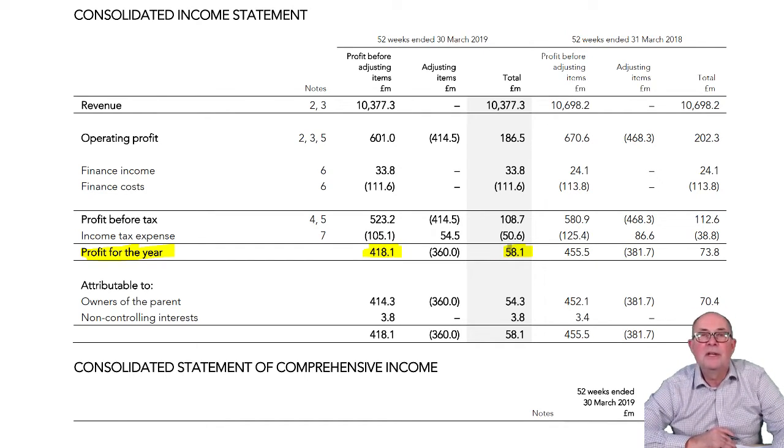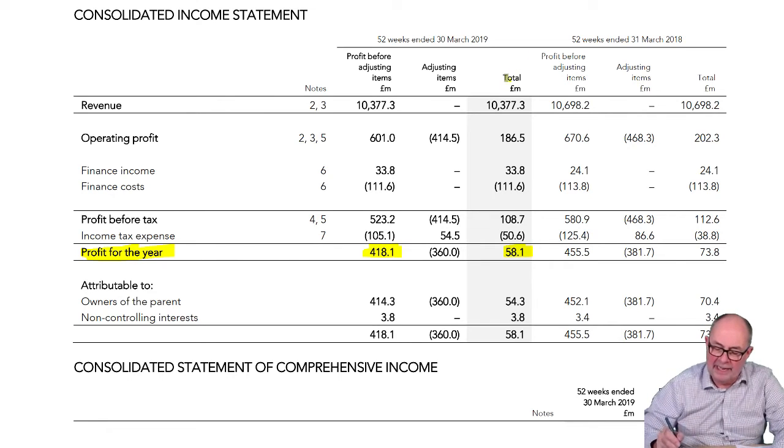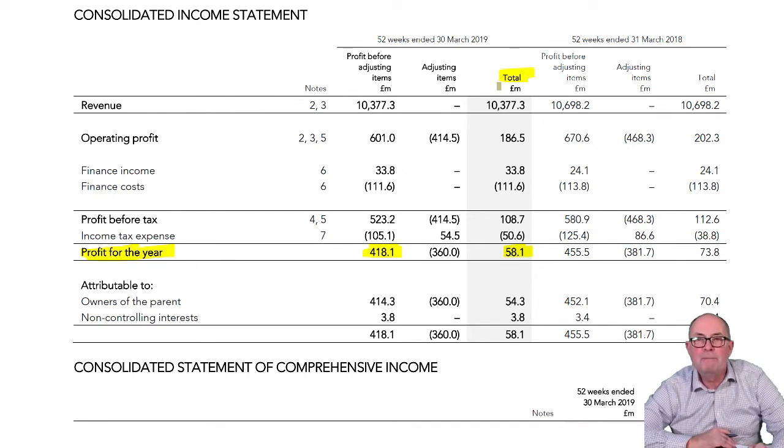Now, in fact, the one that is required by accounting standards is the total one, but Marks and Spencer's have chosen to exclude certain items, probably because they won't happen very often. So they're saying, well, actually the profit was 58, but if these one-off things hadn't happened, the profit would have been 418. What makes it confusing is that this seems to happen from year to year.